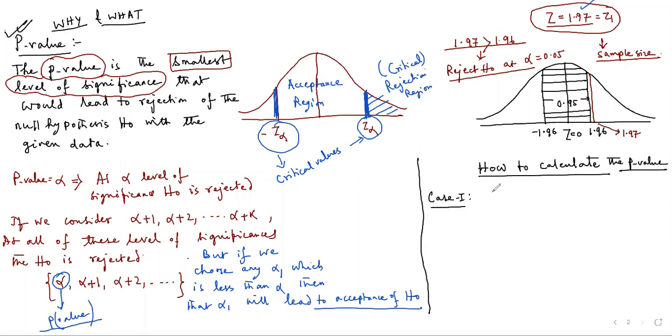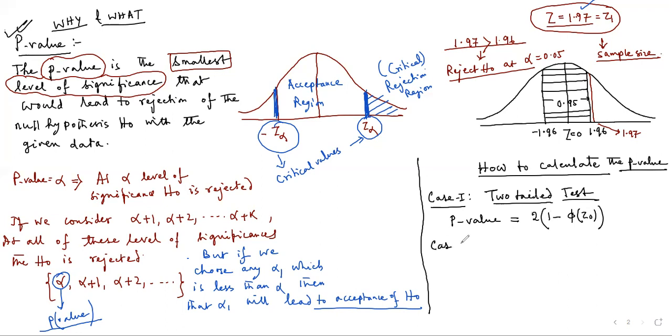Suppose case 1 is that you are dealing with a two-tailed test. Then in this case, the p-value formula is given as twice 1 minus phi of z naught. I'm going to explain what phi z is and what z naught is. This is the formula for the two-tailed test.